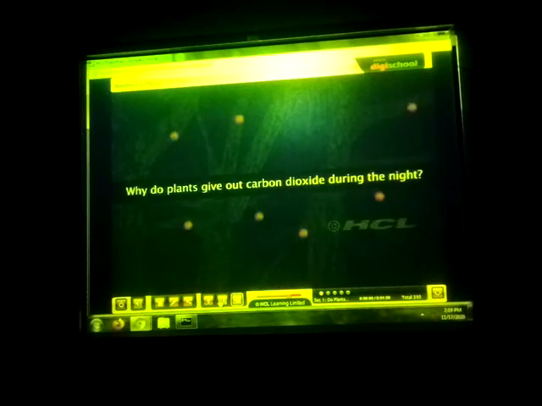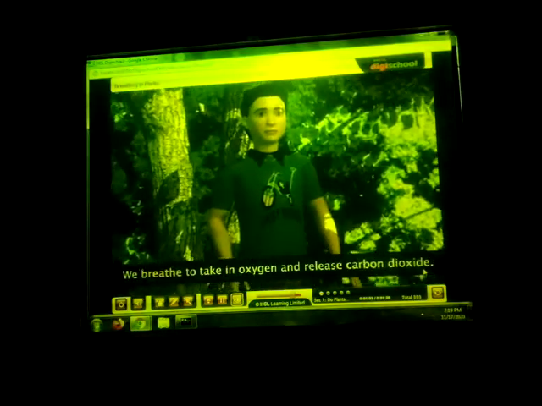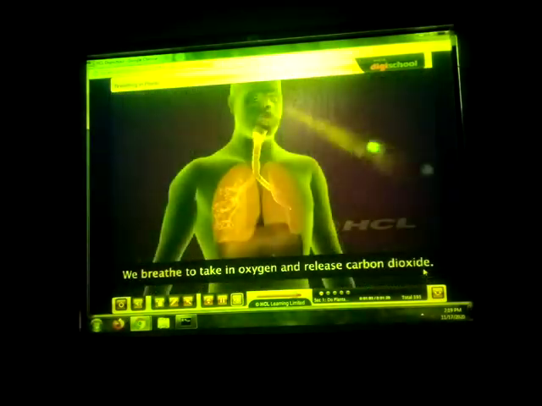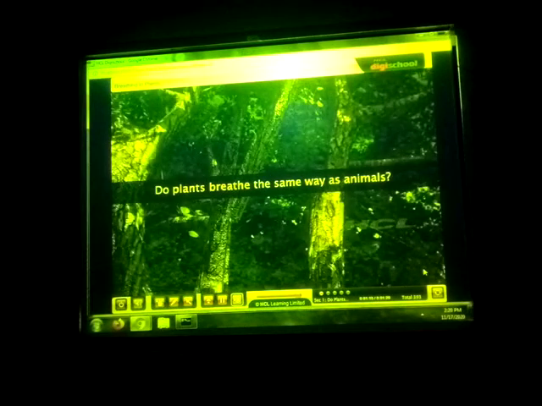We know green plants photosynthesize and give out oxygen. But this process can occur only during daytime, in the presence of light. So, where is this carbon dioxide coming from? We breathe all our lives. We do so to take in oxygen-rich air and release carbon dioxide-rich air. Do plants breathe the same way as we do?